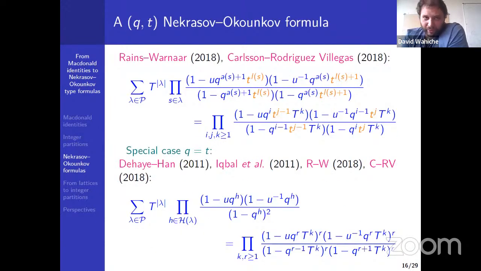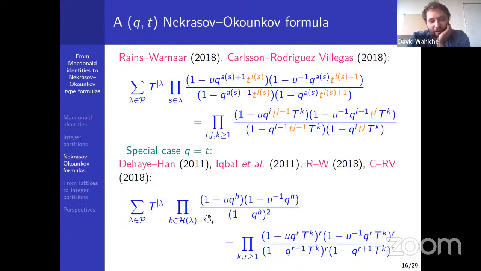So why is it called the QT Nekrasov-Okounkov formula? If you take the special case of Q being equal to T, you now have Q to the power of a(s) plus l(s) plus 1, which is exactly the very definition of the hook length. So now it becomes a product over all hook lengths of lambda on the left-hand side.